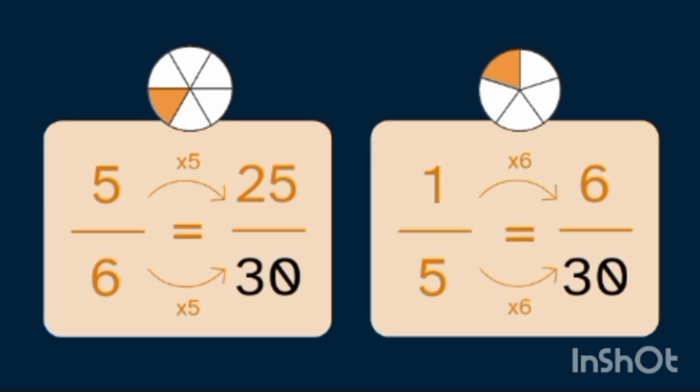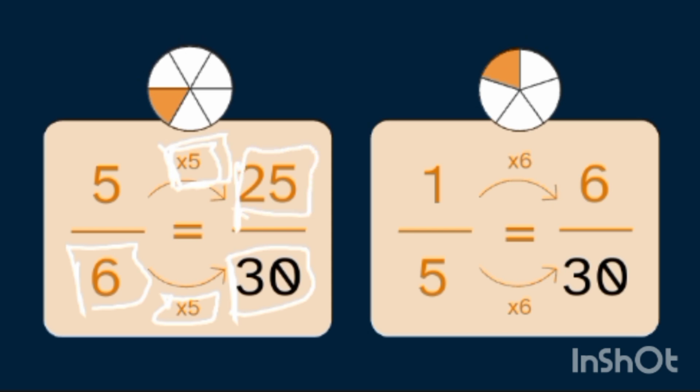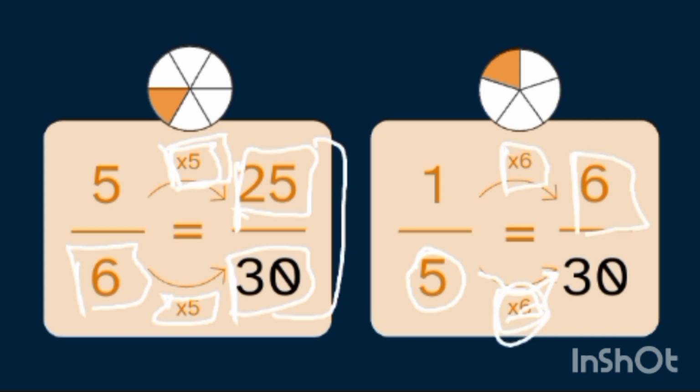Now what you need to do is see what you will multiply with 6 to get 30. You multiply 5. Now multiply the same number, 5, with the numerator. Whatever you get, keep that in the numerator. Now do the same with the other fraction. What will you multiply with 5 to get 30? You multiply 6. Now multiply 6 with the numerator. Whatever number you get, keep that in the numerator.